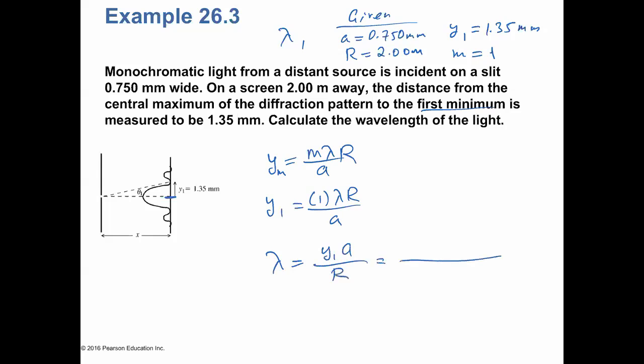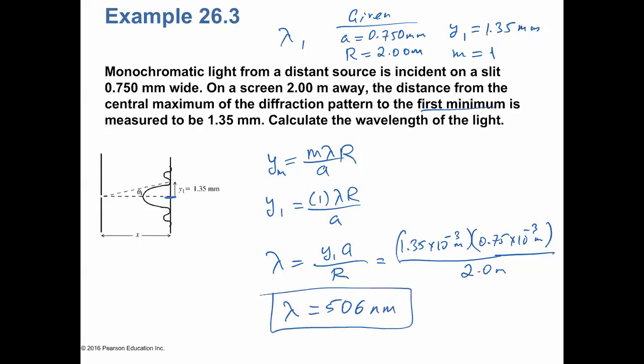And I can then plug in everything: y1 is 1.35 times 10 to the negative 3 meters, a here is 0.75 times 10 to the negative 3 meters, and R here is equal to 2 meters. Then I calculate the wavelength, which gives me a wavelength of 506 nanometers. Again, in my slide I do it in slightly different ways. Here are two ways you can solve this problem: you can use either equation 2 or equation 1. Here I use equation 2, and over there you have equation 1.